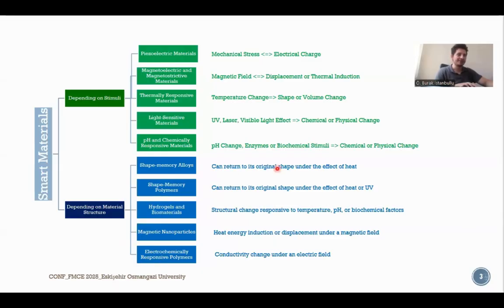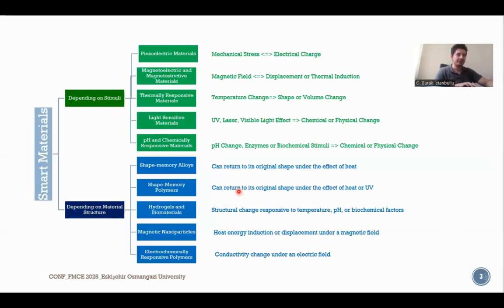For example, when mechanical stress is applied to a smart material with a piezoelectric structure, it generates an electric charge, producing an electric current. Likewise, when light energy is applied to a light-sensitive smart material, chemical or physical change can be observed.